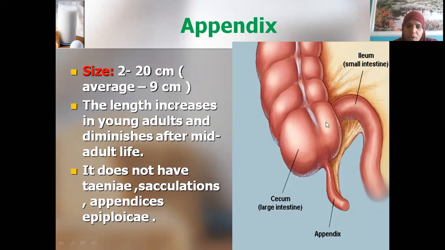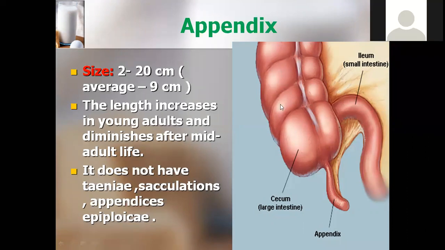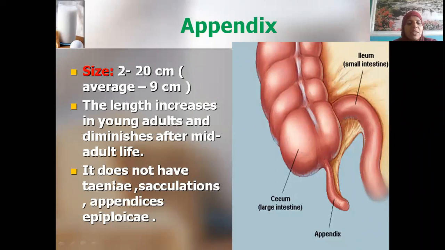Okay. So when you observe the large intestine, we saw the thickened longitudinal band, tinea, we saw the puckering, haustra, we saw appendices epiploicae. But are we finding any such features here? No. Okay, it doesn't have tinea, it doesn't have haustrations, it doesn't have appendices epiploicae, what we found with the large intestine.